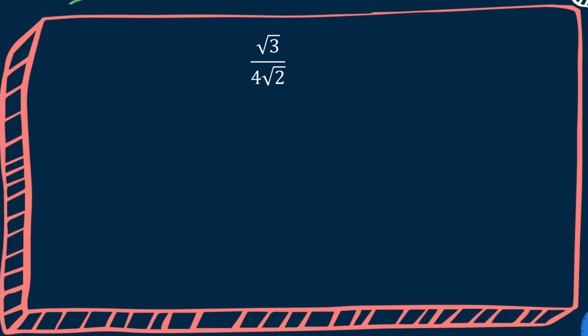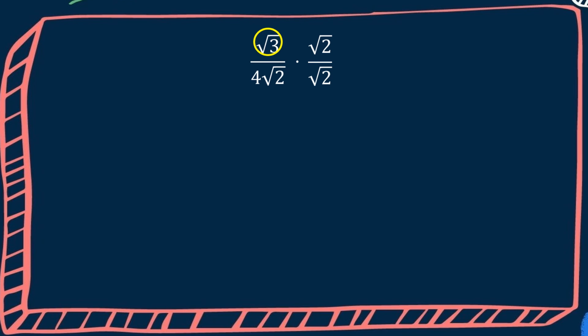For our additional example, let's have square root of 3 over 4 square root of 2. The denominator is a radical. Therefore, we need to rationalize the given. We are going to multiply both numerator and denominator by the radical, and that is square root of 2. So we will now write it as times the quotient of square root of 2 and square root of 2.